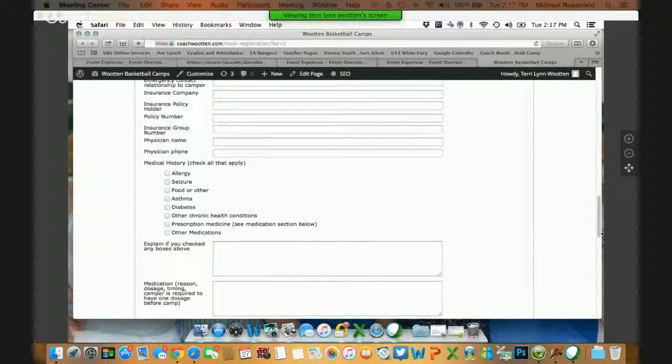Go ahead, Joe. I do want to mention the medical release is different for the overnight camp and the day camp. And one thing to mention is that the day camp goes to one bank account and the overnight camp goes to another bank account. So basically, there's two separate bank accounts, and we can detail this out for you.